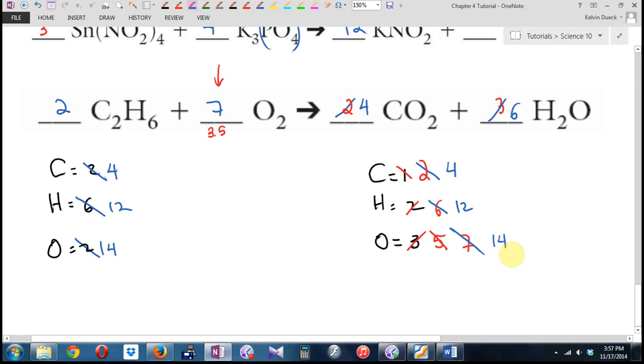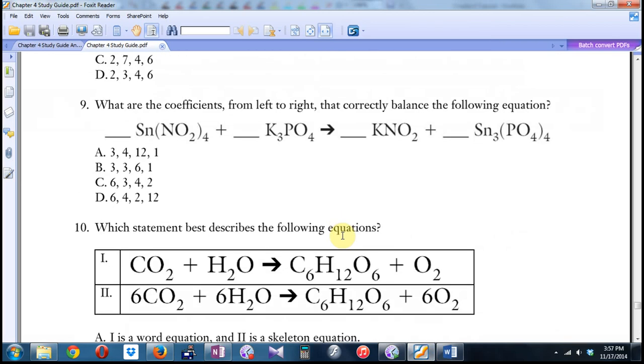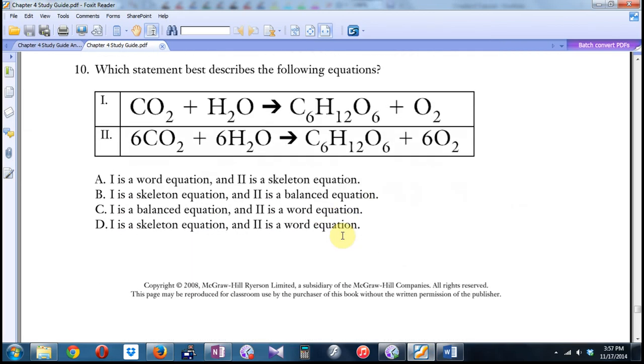No, but the decimal is a good trick. Otherwise, you can be guessing for a while. Is that okay, Sage? Mm-hmm. Summed up? Ten is wishy-washy.